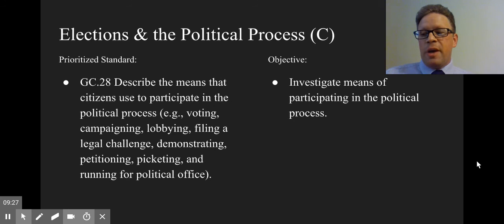Section C, participating in the political process and the role of the media. We hit prioritize standard government civics 28, and objectively now you can investigate means of participating in the political process.